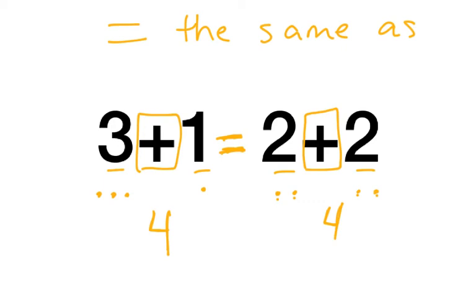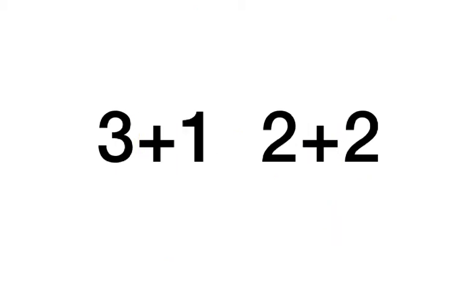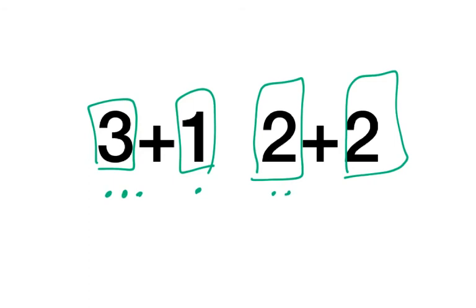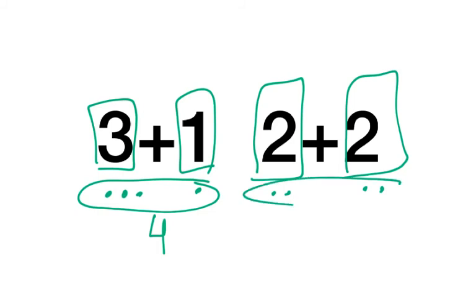Now, how are these different? Well, we said that this one has 3 and 1. And we represented that with 3 dots and 1 dot. And we said this equation had 2 and 2. And we can represent that as 2 and 2. So the amount of 4 is shown differently here than it is here. Let's take a look at the next one.